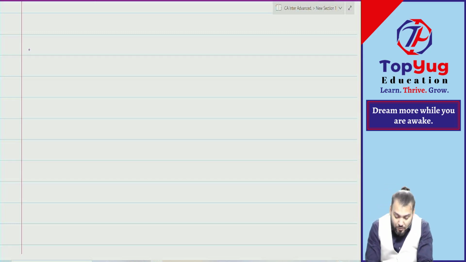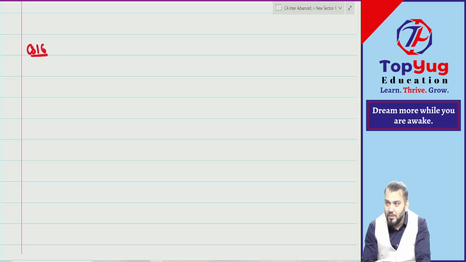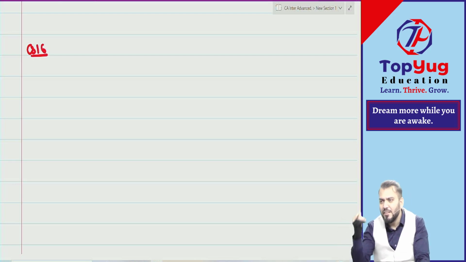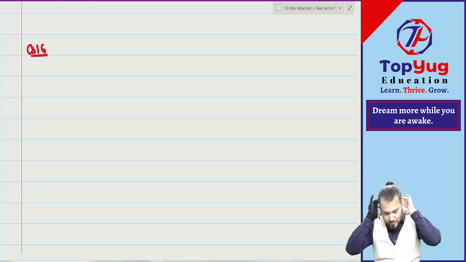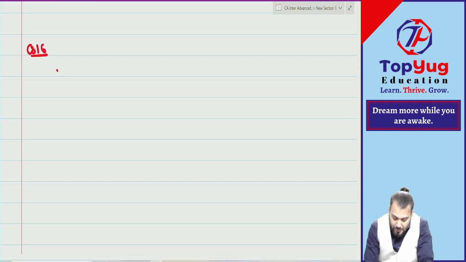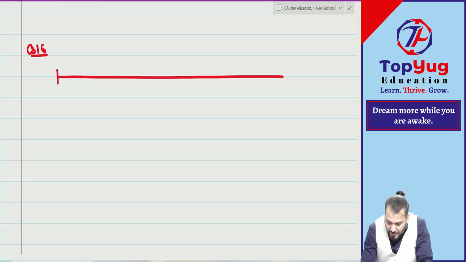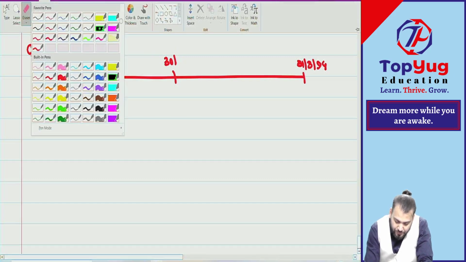Now watch, once I start drawing, you will only say what is to be done. I will draw on your behalf, but you will explain to me, you will be able to tell me, sir, this has to be done. Okay, let's start. Tell me, what is the year end? 31st March. What is the date of admission? 30th September.